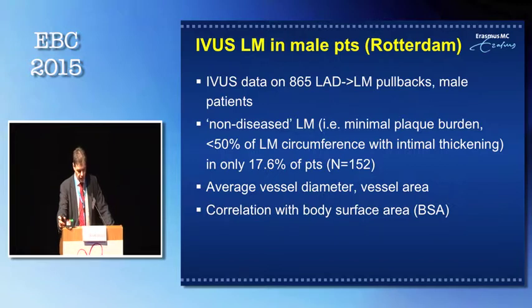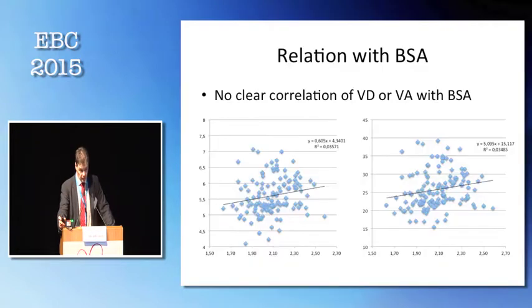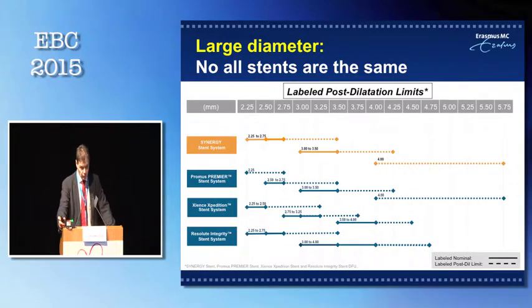And then we also tried to do a correlation to the body area. Our average vessel diameter in this segment, in the non-diseased left mains, was 5.6 millimeters. And only 13% of the patients had a left main smaller than 5 millimeters. The correlation was with body surface area. You can see that it's pretty much a cloud of dots, so you might not always predict from the size of the patient what the area should be in the left main. So this is some of the data we know about stents and large diameters.